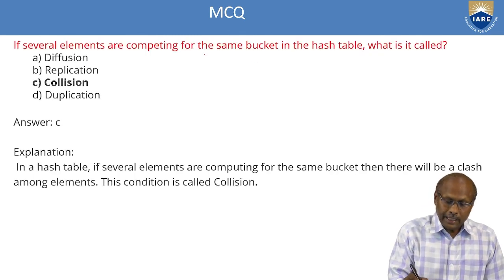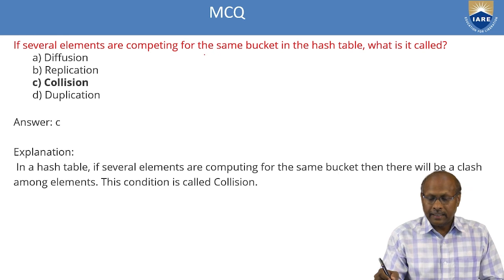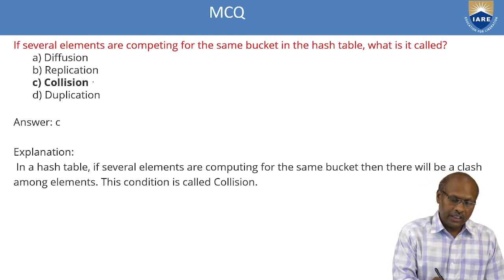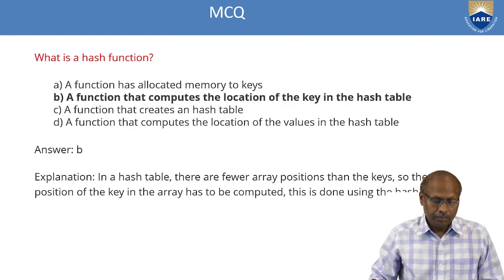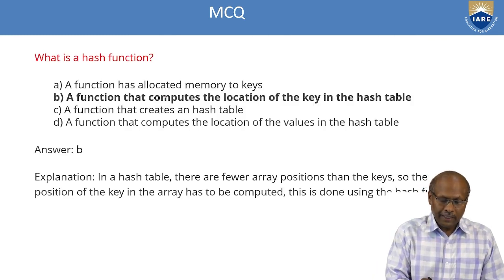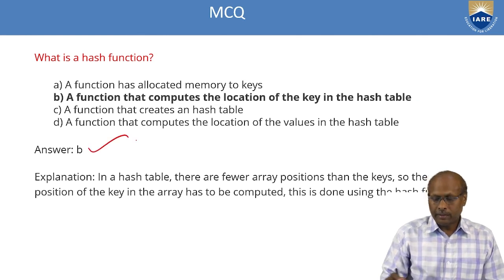If several elements are computing the same bucket in the hash table, then what is it called? The answer is collision. So most of the time they will ask this type of question. What is a hash function? A function that computes the location of the key in the hash table. So the answer is B.